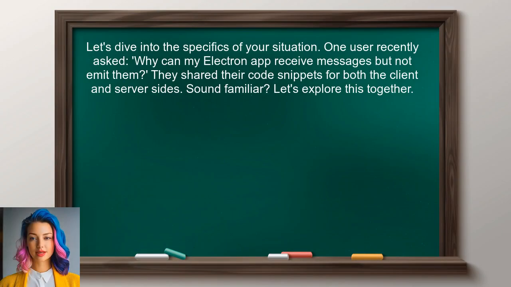Let's dive into the specifics of your situation. One user recently asked, "Why can my Electron app receive messages but not emit them?" They shared their code snippets for both the client and server sides, and it seems like everything is set up correctly. Sound familiar? If you're in the same boat, let's explore this together.